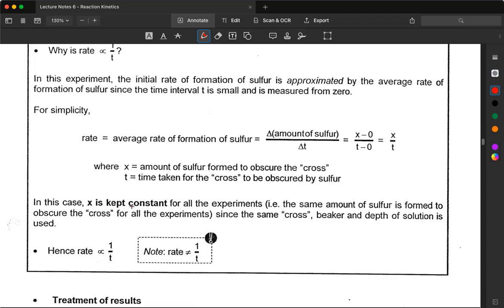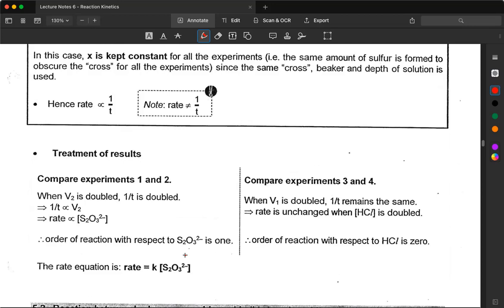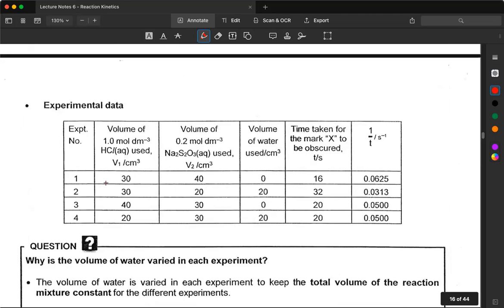Since x is constant, we are talking about the same cross, same beaker, same depth of solution, correct? So x will be constant, but in that case, rate is directly proportional to 1 over t, but they are not the same. Now, how do we process the results? If we look at the data again, comparing 1 and 2, keeping this constant and this one divided by 2, the volume, the time taken is times 2.